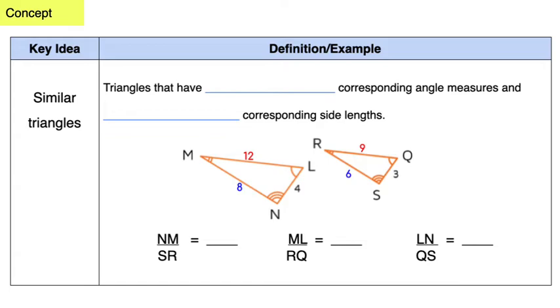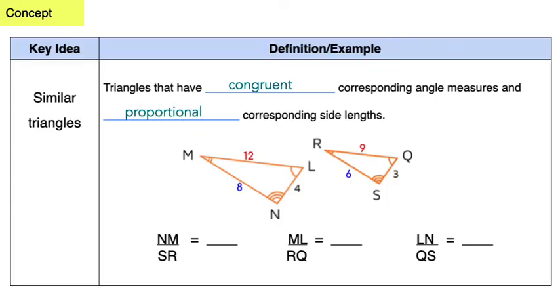They are triangles that have congruent corresponding angle measures. So in a pair of similar triangles or similar figures, angles that correspond will be congruent, but side lengths that correspond are going to be proportional.